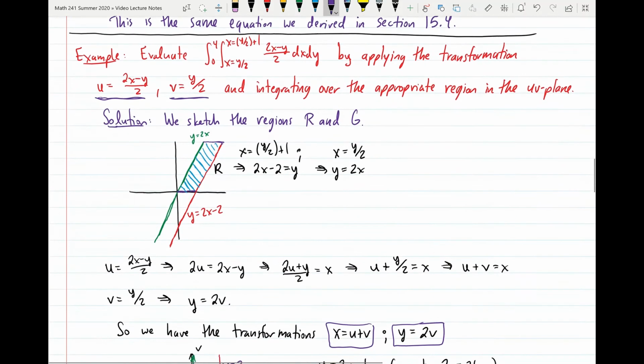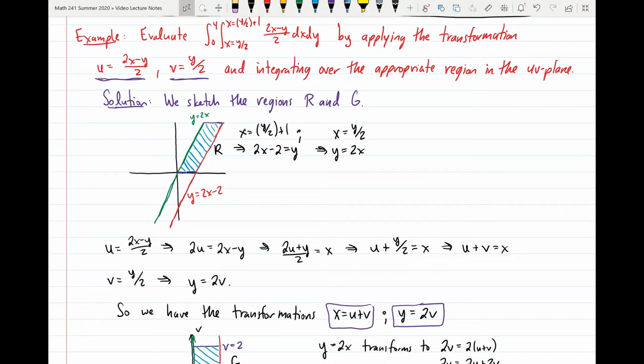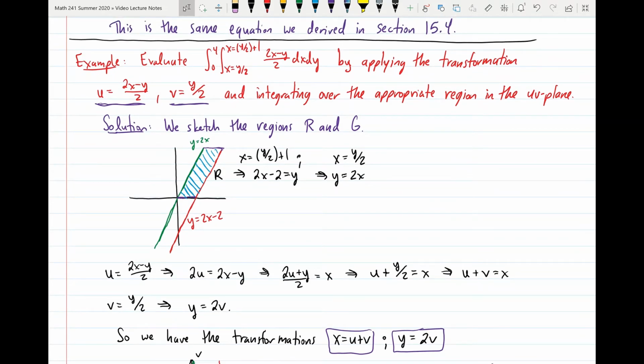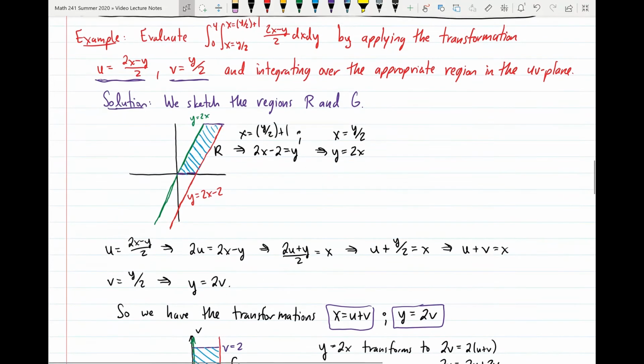Okay, so the first thing that we're going to want to do here is sketch both of our regions R and then G. So R is going to be the region corresponding to this double integral in the xy plane, and G is going to be the region in the uv plane that is the pre-image of R. Okay, so let's start off with just sketching the region R, and I should probably put that this is the xy plane here.